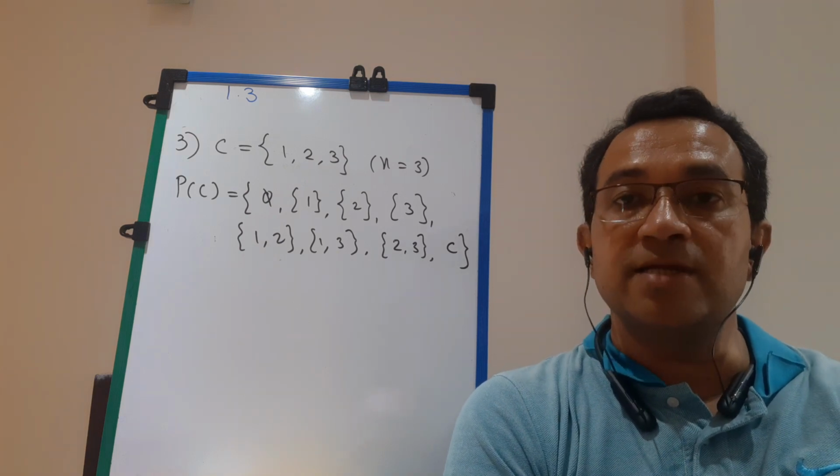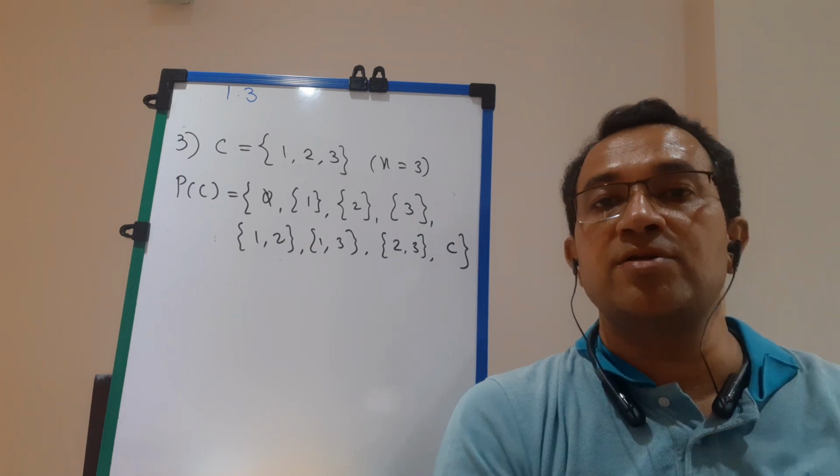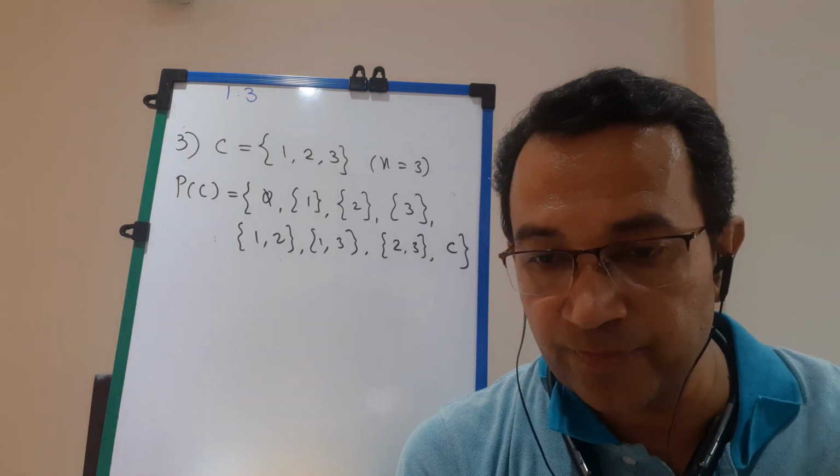Now the fourth is the null set. It has no elements, so 2 raised to 0 means 1. So in the power set we will have the null set only. That is easily understood, students.